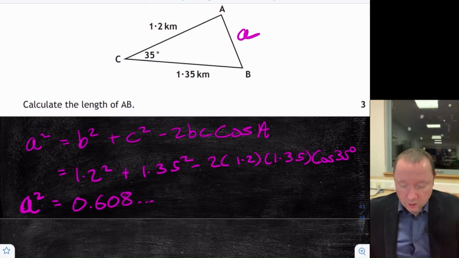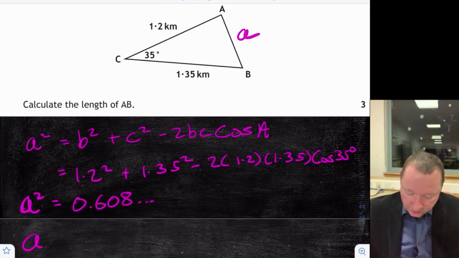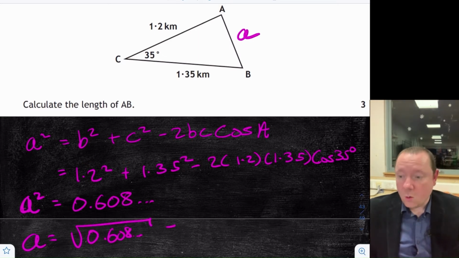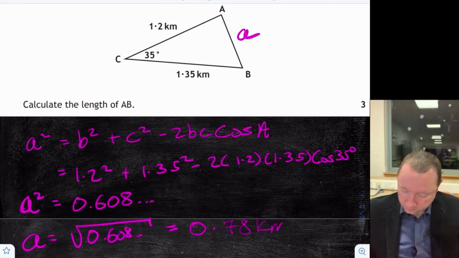And then you just square root your answer, because that's a squared, so a is the square root of the answer I just found out, which is equal to 0.78 kilometres.